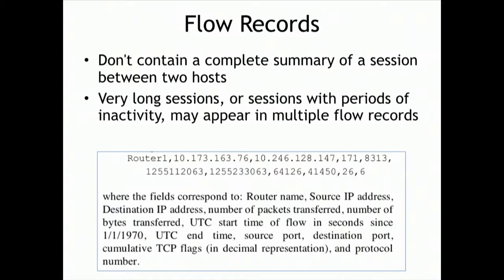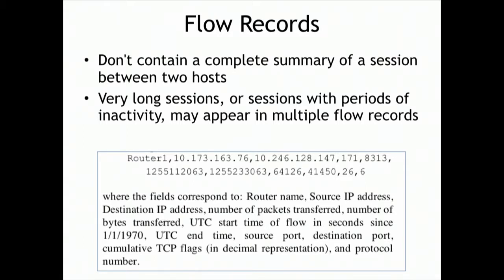So here's what flow records look like. They'll show you the name of the router, source IP, destination IP, number of packets transferred, bytes transferred, and the time. These are timestamps in Unix. They look like this. This is the way they really look in Excel too. If you turn off the formatting, they just count the number of seconds since some starting time.